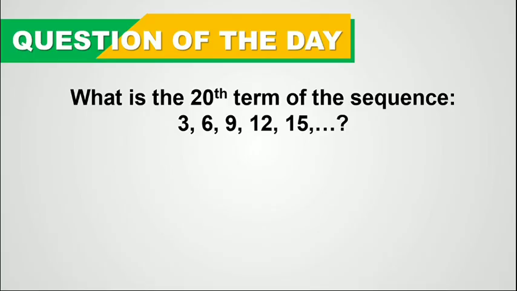What is the 20th term of the sequence 3, 6, 9, 12, 15? Is it letter A, 54; B, 57; C, 60; or letter D, 63? What is your answer?